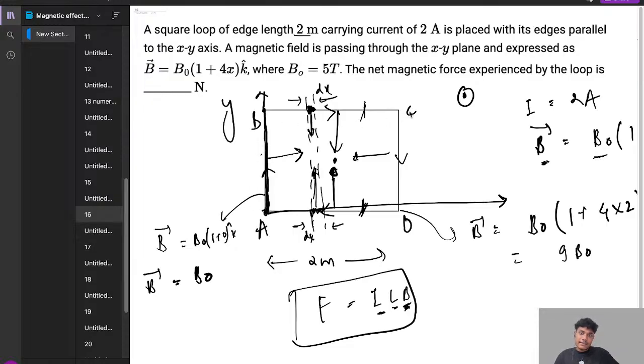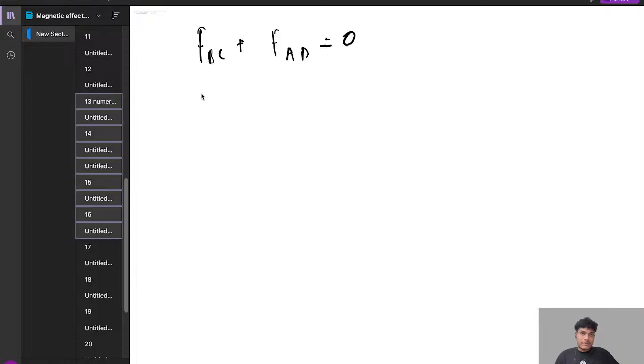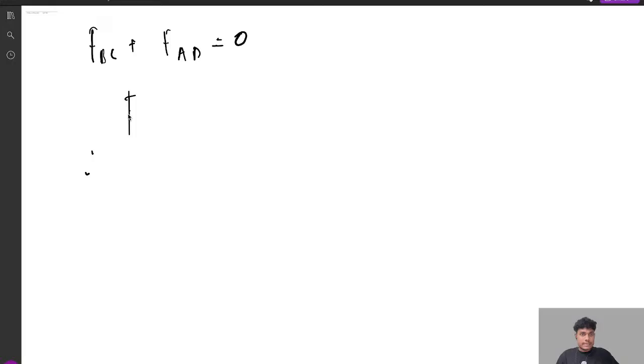Now check for AB and CD. So F net is equal to F on AB plus F on CD. And F on AB is I into L cross B. And what is B on AB? That is B naught plus what is there.